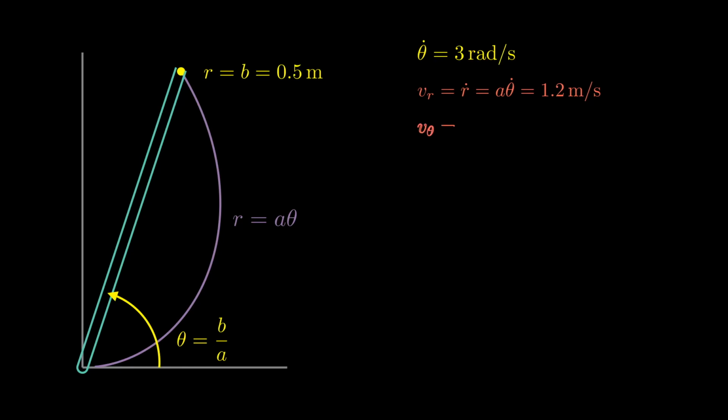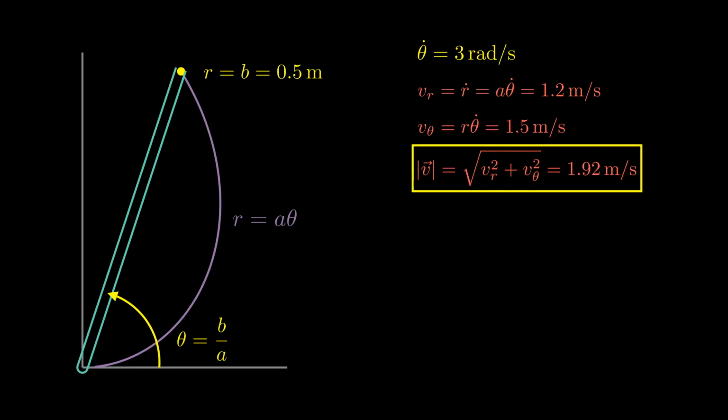As for the angular velocity, its formula is r times theta dot. So we plug in values and find that it is 1.5 meters per second. Combining the two components results in a total velocity magnitude of 1.92 meters per second, which is the answer to the first part of the problem.